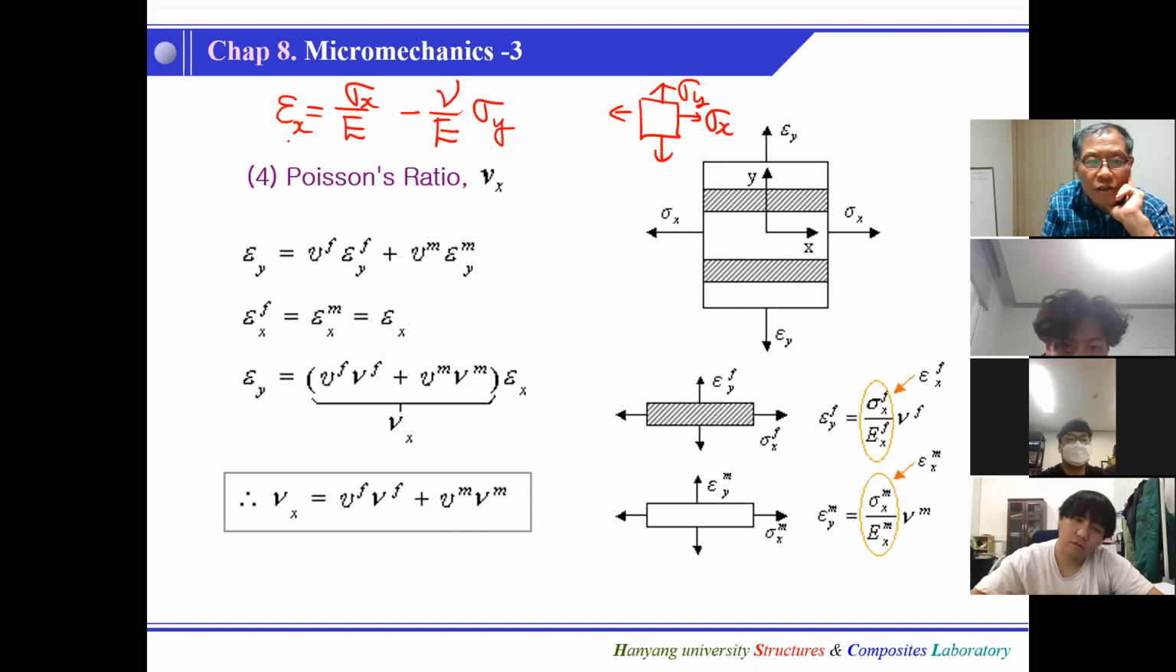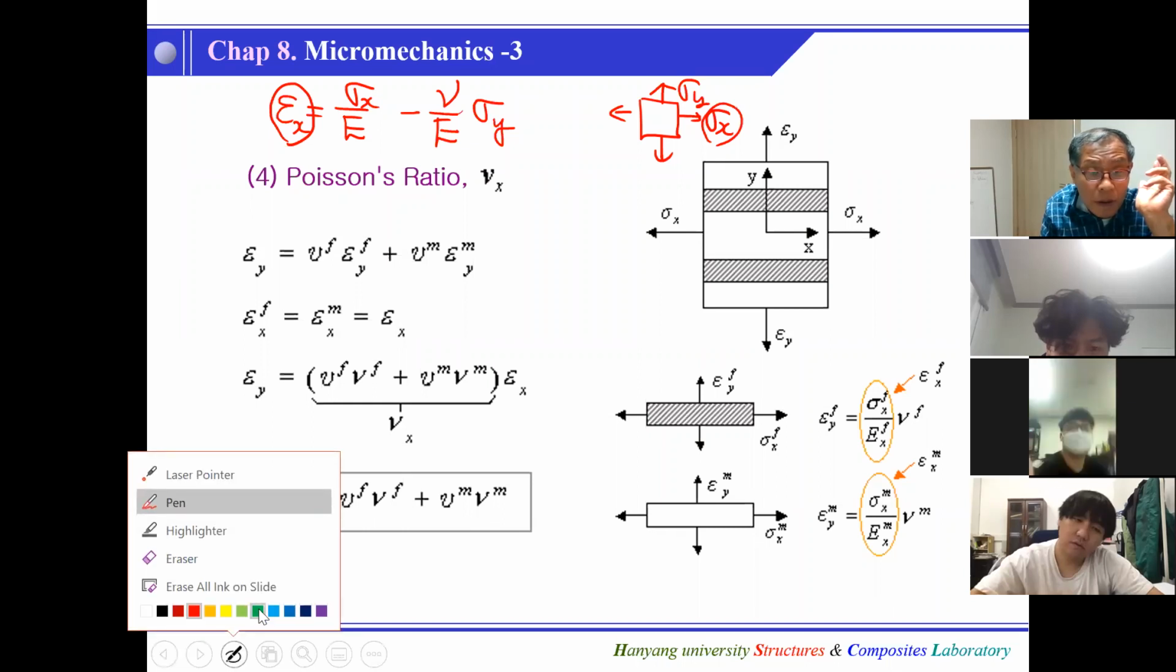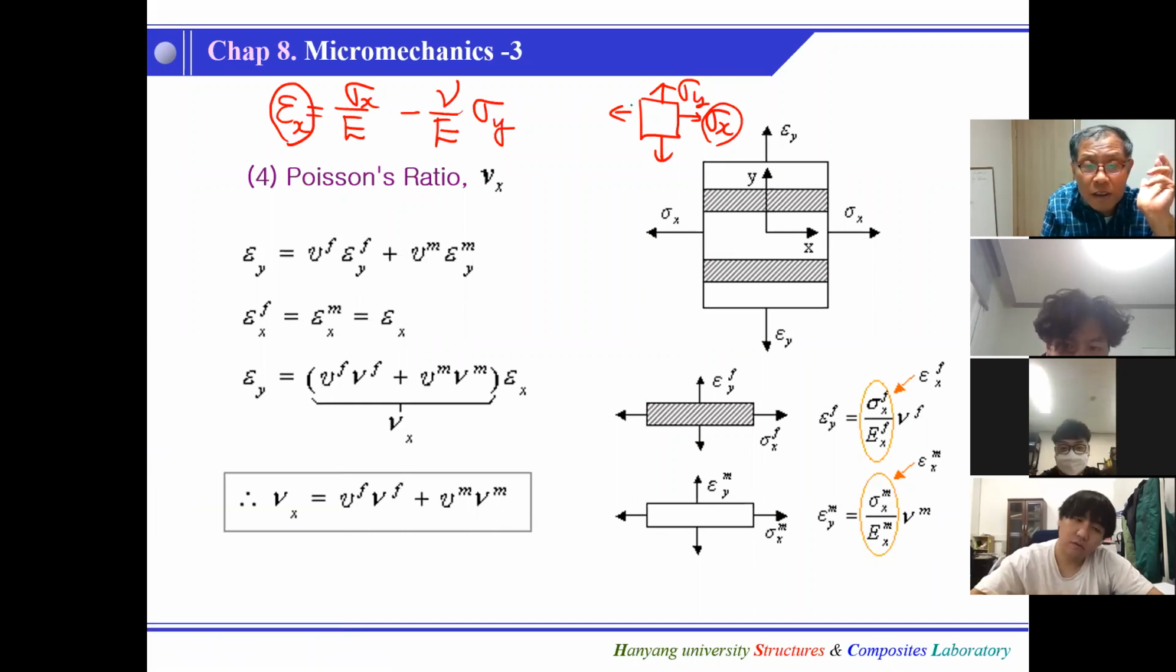And this is the extensional strain. So the extensional strain will be caused by the stress in the same direction, x. So this sigma x will extend the material this much, right? This much, we have an extensional strain due to this sigma x, divided by the stiffness. And this extensional strain is also caused by the sigma y. Sigma y is the contraction.